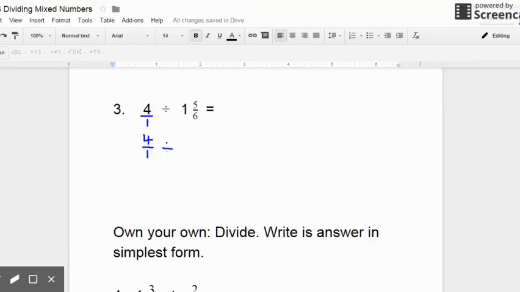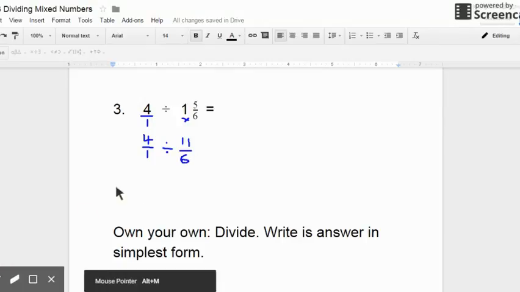Remember, the division stays the same, and now we have to go ahead and do the multiplication. Make this change to this mixed number. We need to change it to an improper fraction. So we want to multiply. 6 times 1 is 6, plus 5 is 11, and then the 6 is going to stay the same.